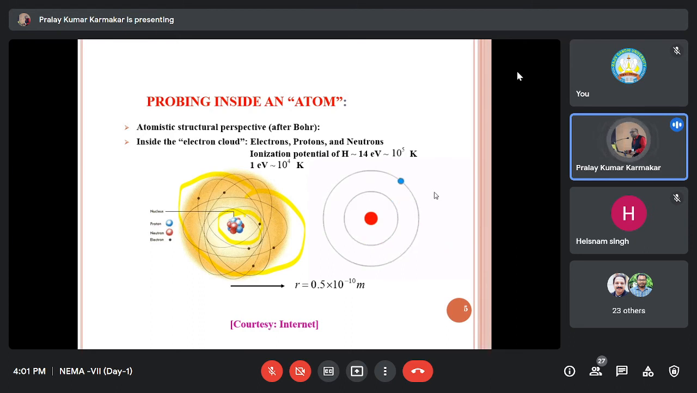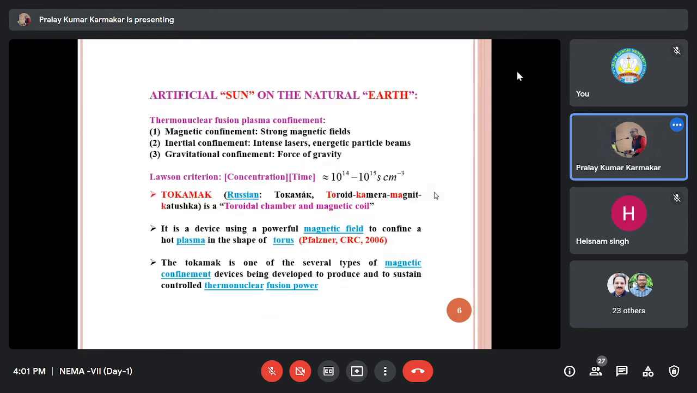And this is a simple one electron and one proton system. So hydrogenic plasma is said to be produced whenever the electron is liberated out in the form of ionized hydrogen.